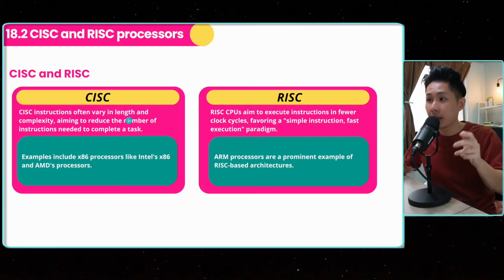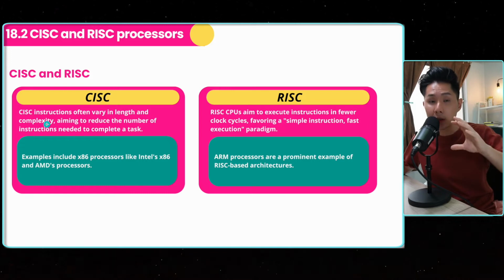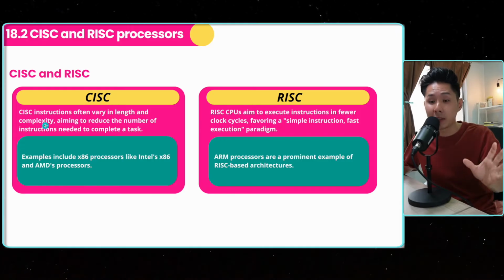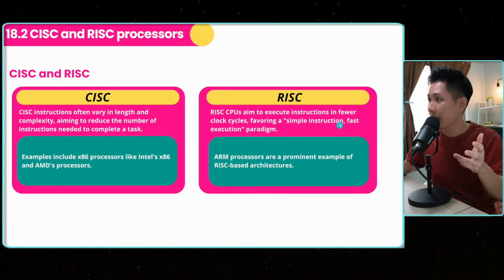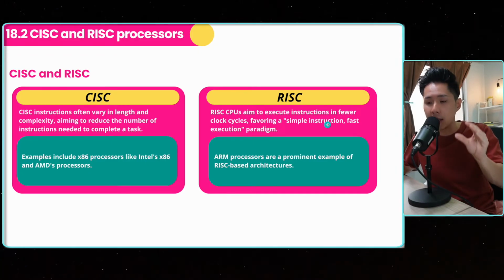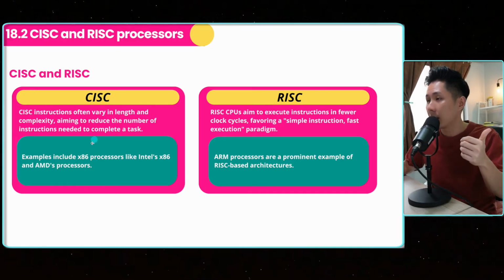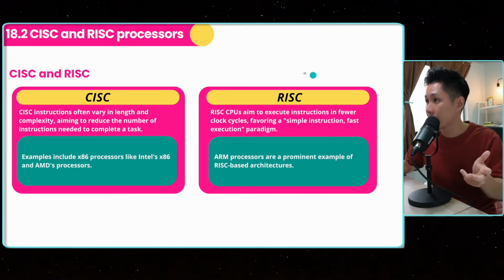CISC instructions often vary in length and complexity, because the philosophy is that each instruction should solve as many things as possible, therefore their instruction length can be different. Maybe this instruction is 10 bits, the other one 16 bits. But for reduced instruction set computing, because they favor simple instructions, they can simplify their instructions in a way that all instructions are the same length. So I give you an example here. x86 processors from Intel and AMD usually use the CISC philosophy, and ARM uses the RISC philosophy.